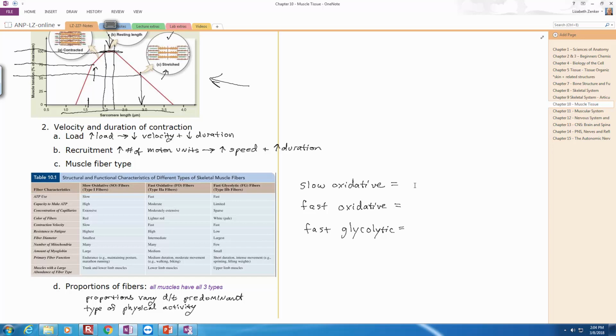For recruitment, this is increasing the number of motor units. So remember, the more motor units we recruit, the more muscle fibers. You would, of course, increase the speed. You would also increase the duration because you can hold it longer if others are allowed to relax while other ones get recruited, right? And contract.